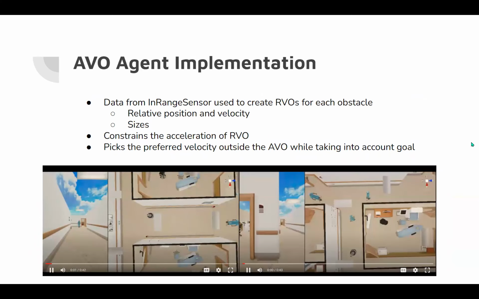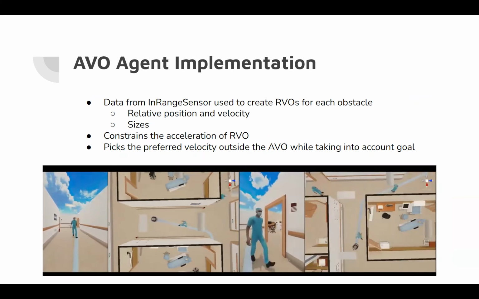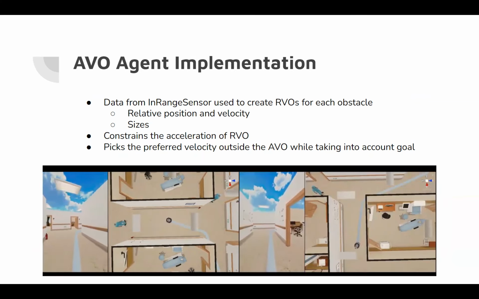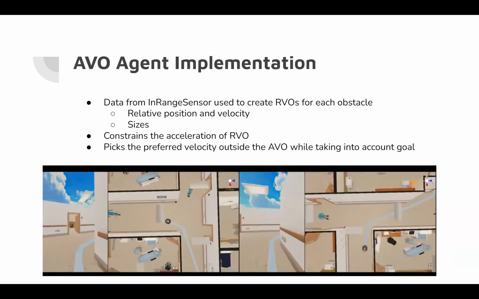The ABO agent takes in data from the range sensor to obtain the relative position, velocity, and size of any nearby obstacles in order to calculate their RBOs. Then it constrains the accelerations calculated by the RBO. Then it picks a preferred velocity, aiming towards the goal while remaining outside the RBO.